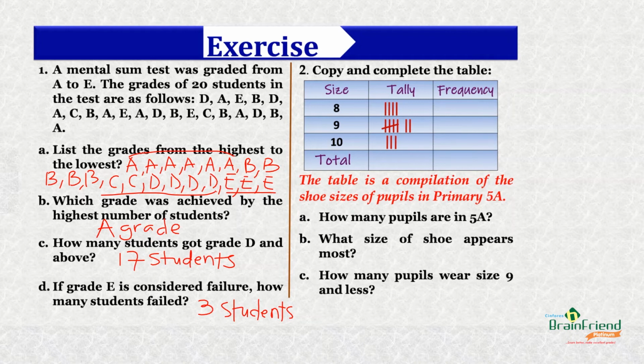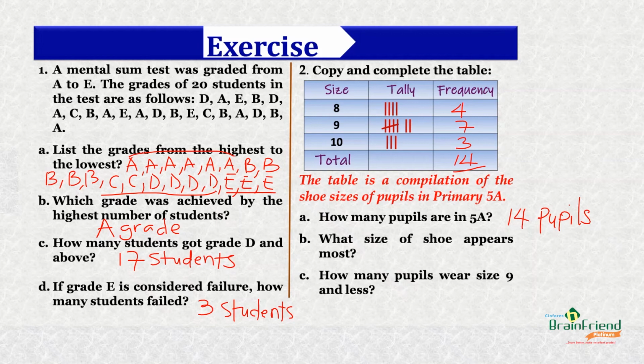Exercise 2 says, copy and complete the table. Now the array has been done, the tally has been done. You need to copy out this table and then complete the frequency and answer the questions that follow. Now for our frequency, we have 4, 7, and 3. And that amounts to 14 total. The table is a compilation of the shoe sizes of pupils in primary 5A. How many pupils are in 5A? Of course, from our total, you can see that there are 14 pupils.